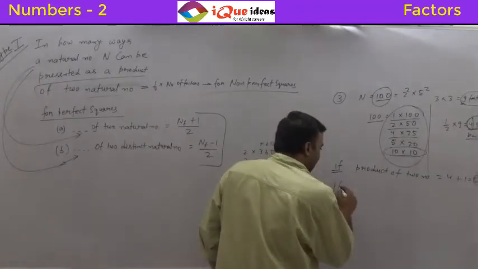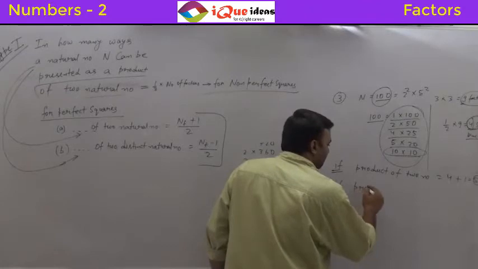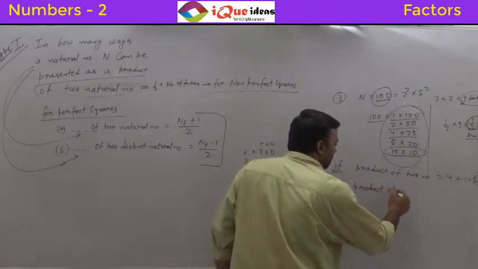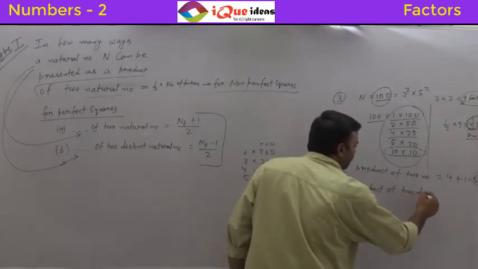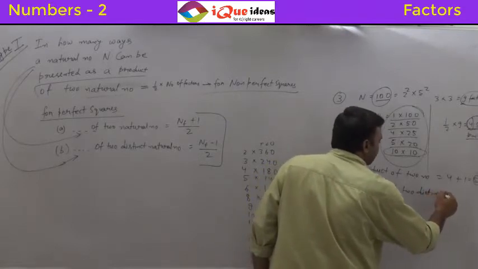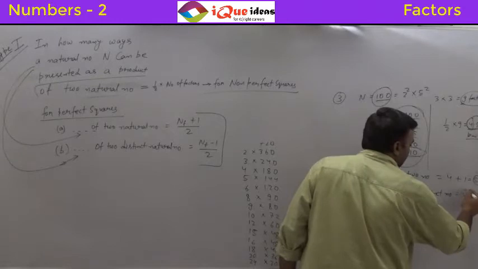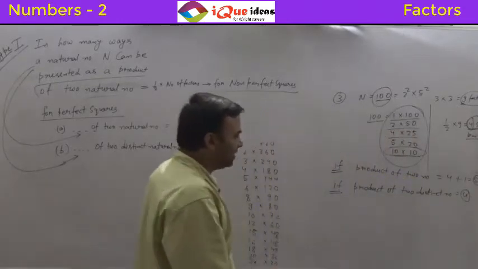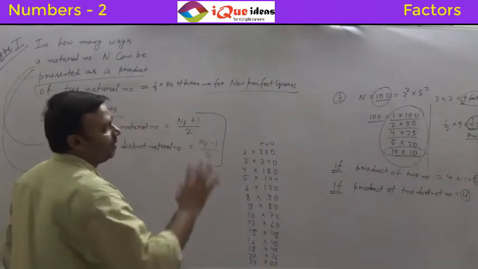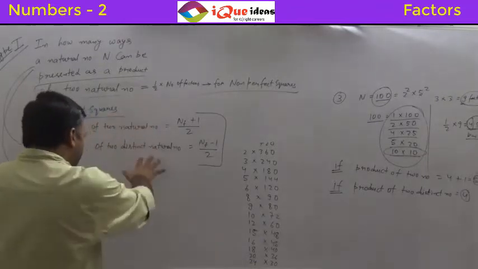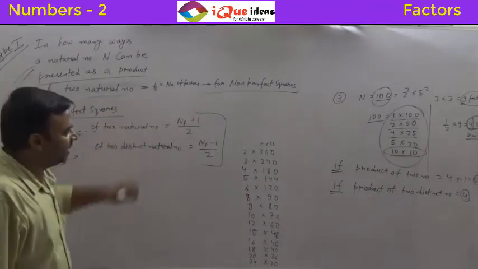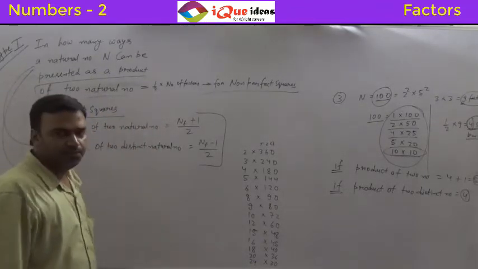But if it says product of two distinct numbers, then what do we do? We do not consider that last pair which had equal factors, so just 4 is the answer. So whenever there is a number which is a perfect square, only then this problem will arise. So you actually don't have to memorize this formula. It was just given for writing. You can do it directly also.